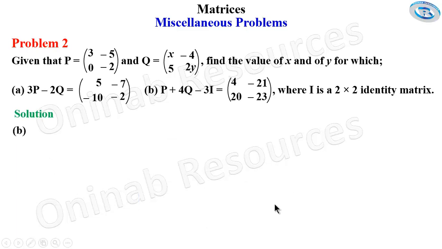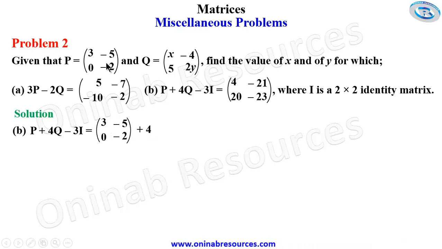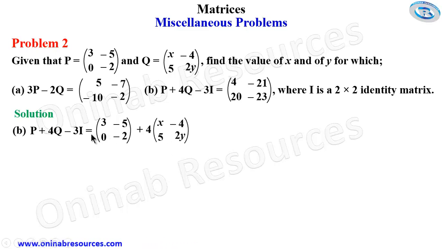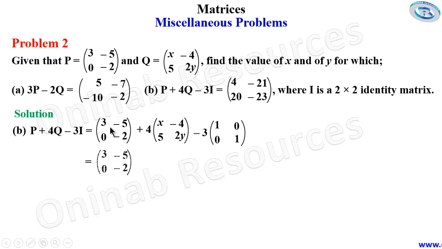We then go to 2b. For b, we are to find the value of x and of y if P plus 4Q minus 3I is equal to this. And we still remember our I is identity matrix of order 2. So we have P plus 4Q minus 3I. We have our P here plus 4 multiplying by Q, then minus 3 multiplied by I, which is the identity matrix of order 2. So simplifying these two, we have our P still coming in.